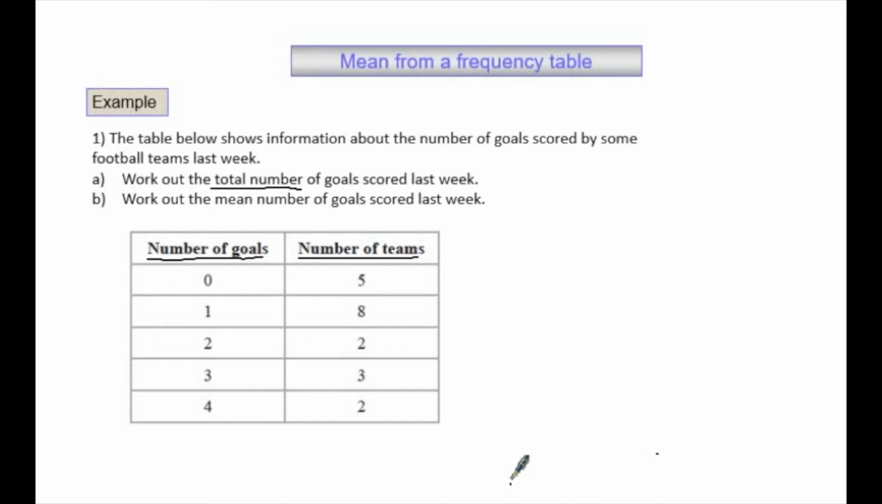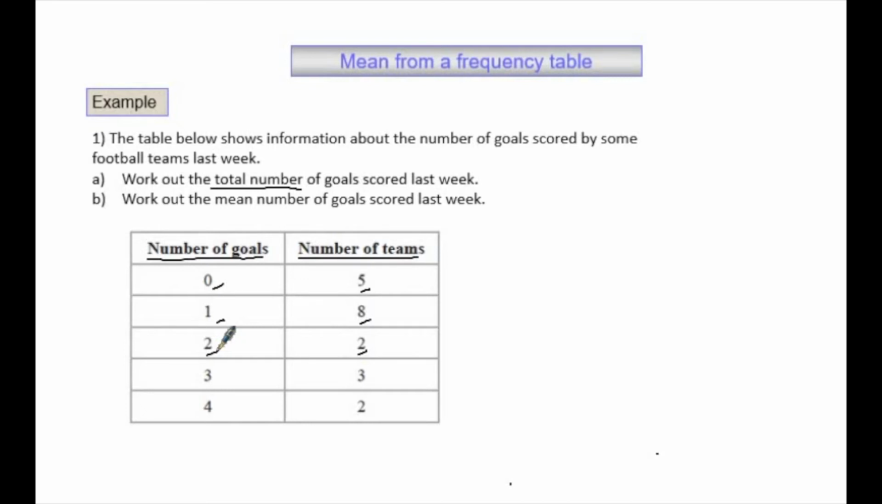So what this table is explaining is that 5 teams scored no goals. So there were no goals within those 5 teams. The row below, we've got 8 teams that scored 1 goal each. So if you think about it, if 8 teams scored 1 goal each, then you're going to have 8 goals. The row below, you can see 2 teams scored 2 goals each. So if 2 teams scored 2 goals each, that would be 2 times 2 is 4.